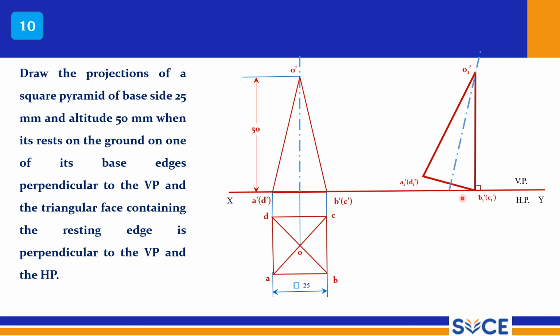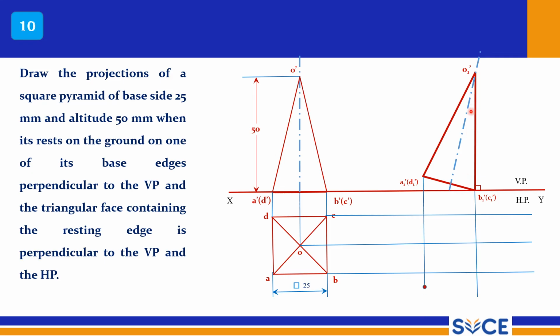So no axis inclination is given here, but the only clue we have to proceed is that OBC should be 90 degrees to both HP and VP, right? From each point you draw projectors. From the front view also you project the projectors. Now this is A dash, this is B dash, this is O dash, this is C dash, and this is D dash, right?